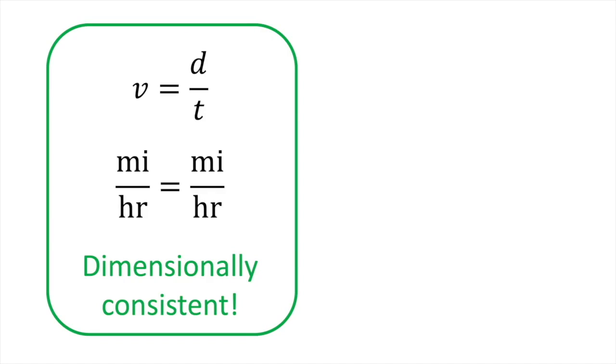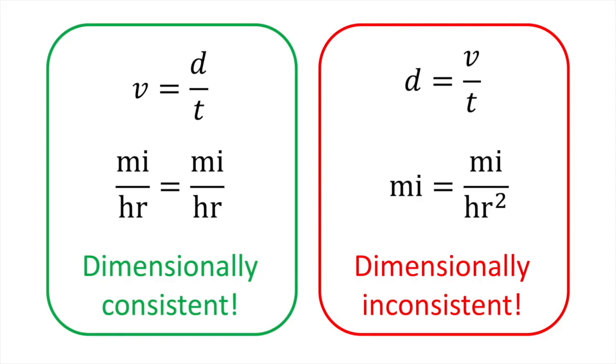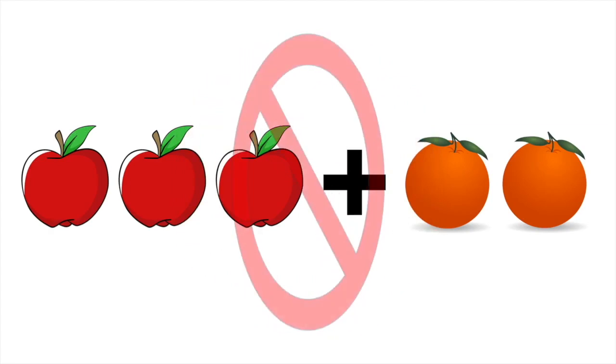So v is d divided by t is a dimensionally consistent equation. On the other hand, the equation d is v divided by t is not dimensionally consistent. Using the same units as before, on the left-hand side we get miles, but on the right-hand side we have miles per hour divided by hours, or miles per hour squared. And since the units don't work out, we know that the physical equation must be incorrect, or in other words, it is once again dimensionally inconsistent. As the saying goes, we cannot add apples to oranges.